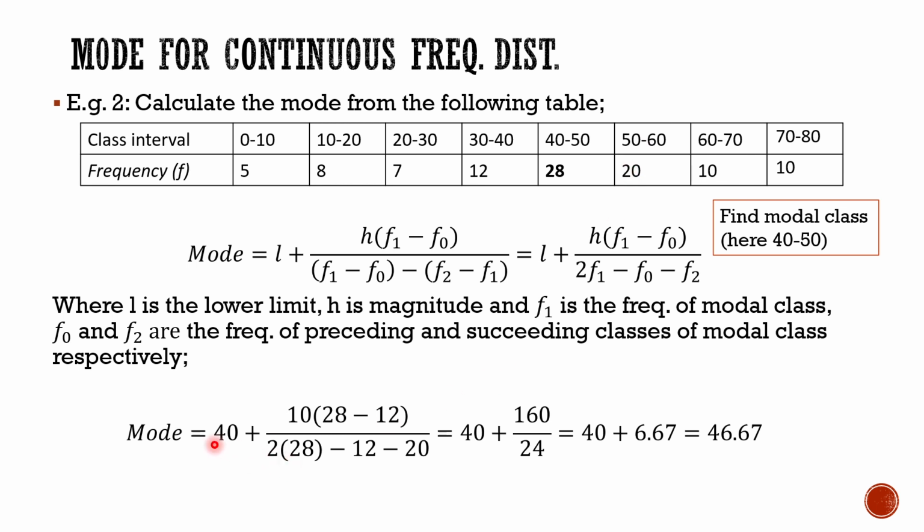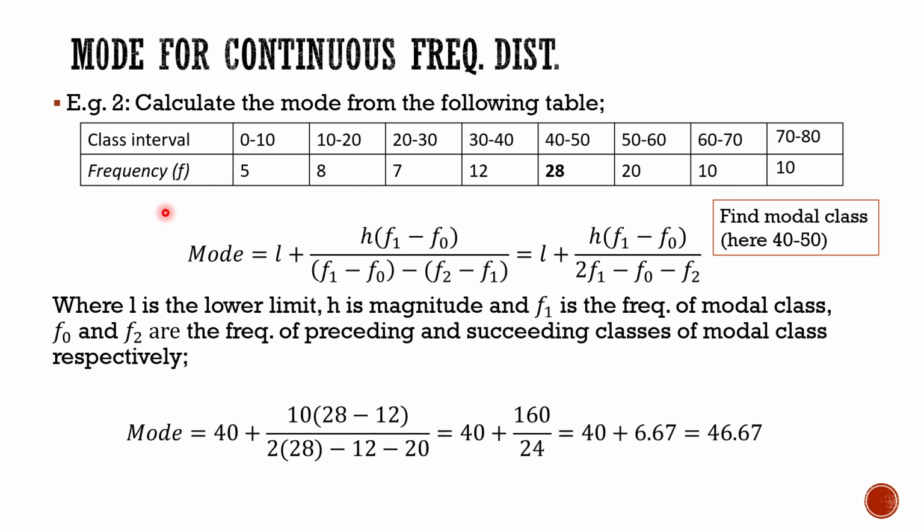at the respective places, and as you can see here, mode is actually 40, that is the lower limit of the modal class, plus 10, that is the magnitude, 0 to 10, 10 to 20, equal for every class interval, into 28 minus 12. 28 is the frequency of the modal class, 12 is the frequency of the preceding class of the modal class, divided by 2 into 28, F1, that is this, and finally when you calculate it, you will get approximately 46.67. That is your mode for this particular continuous frequency distribution.